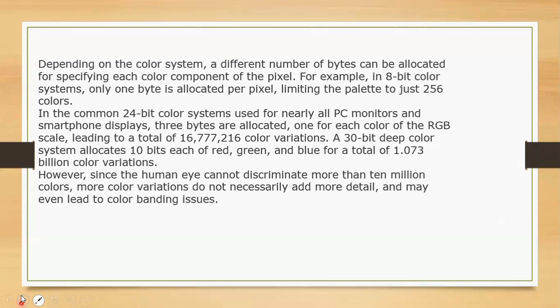A 30-bit deep color system allocates 10 bits each to red, green, and blue for a total of 1.073 billion color variations. However, since the human eye cannot discriminate more than 10 million colors, more color variations do not necessarily add more detail and may lead to color banding issues. This is a picture of how the pixel will be represented on a screen with all its covered dimensions.